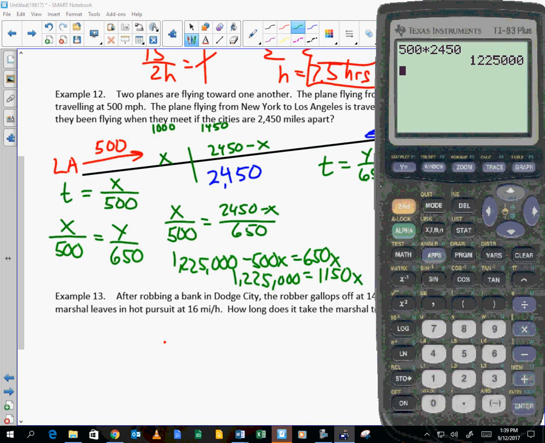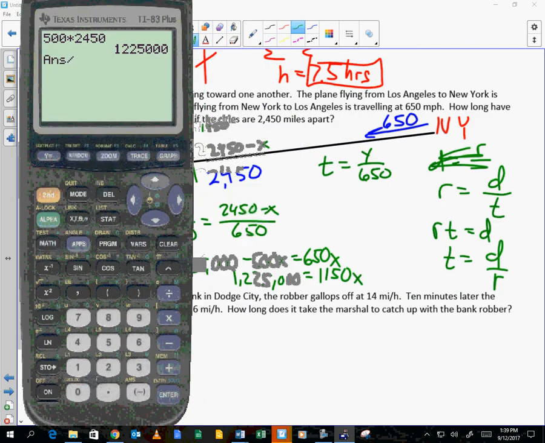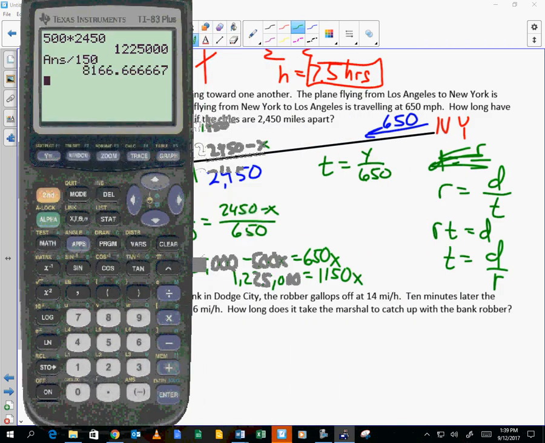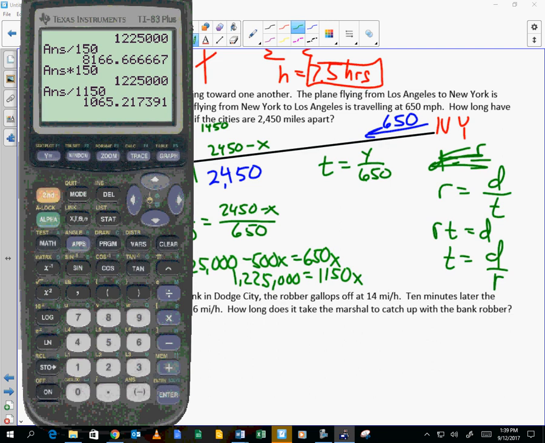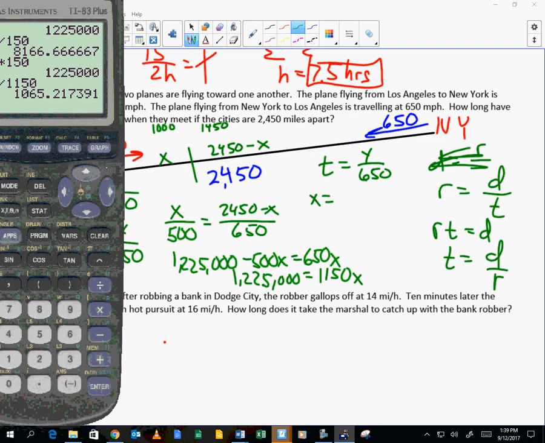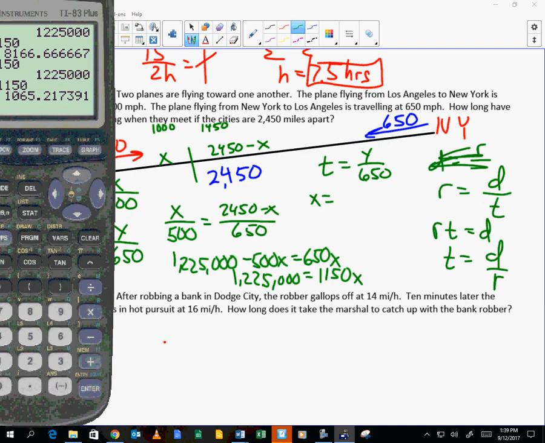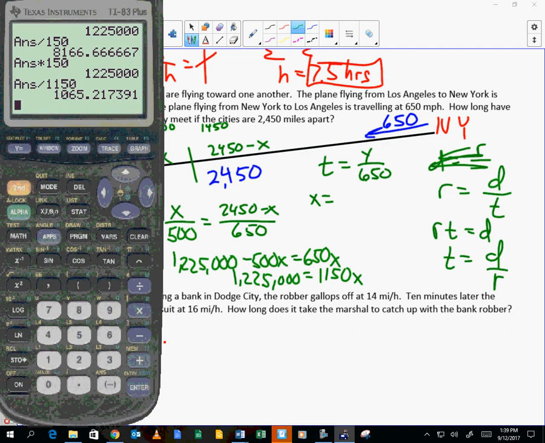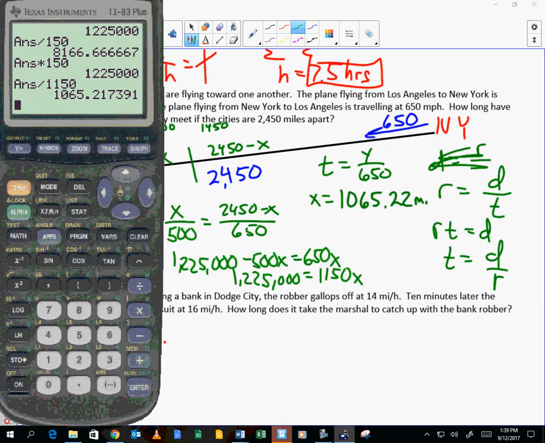And so I'm going to divide both sides by 1150. Got it. And so I get x is, yes, we cross multiplied, 500 times that and 500 times that. And so we get x is 1,065.22 miles.